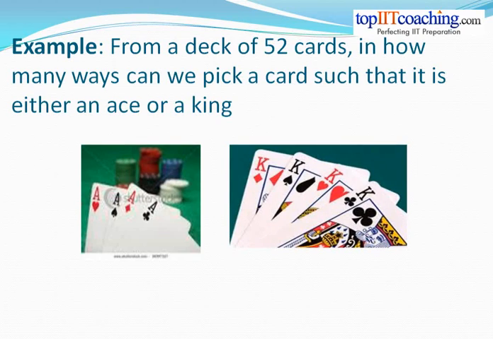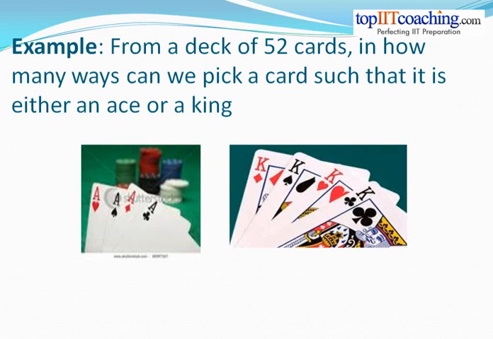Now let us say that K1 is equal to the set of aces in a playing card, and K2 is the set of kings in a deck of similar playing cards. Now let us say that K is equal to the number of ways in which we can pick a card that is either an ace or a king. So according to the addition principle, we have K is equal to K1 plus K2.